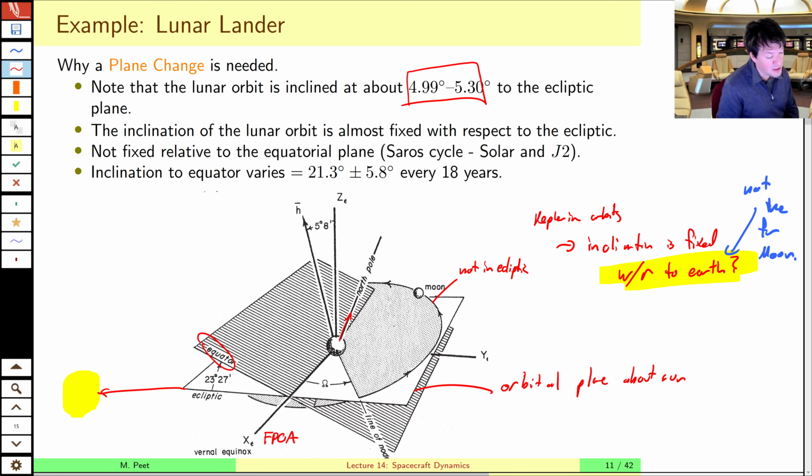So the inclination of the moon's orbit is fixed with respect to the ecliptic, at an inclination of 5.15 degrees or so. Right? What of course means that actually the inclination of the moon's orbit with respect to the equator, with respect to the Earth, varies with time. Right?